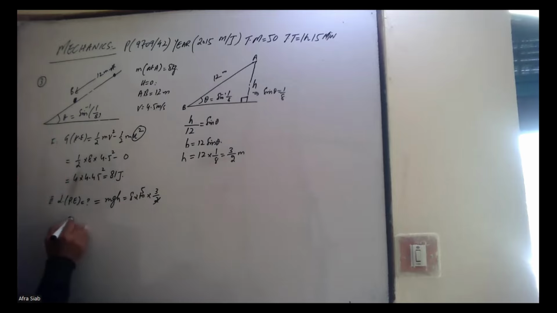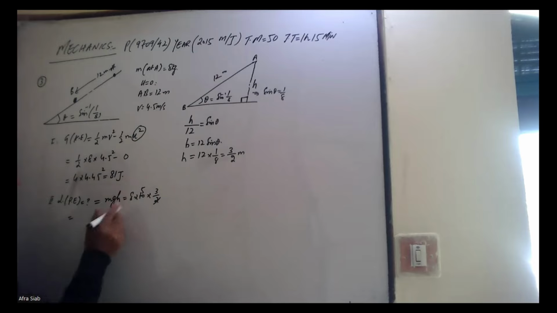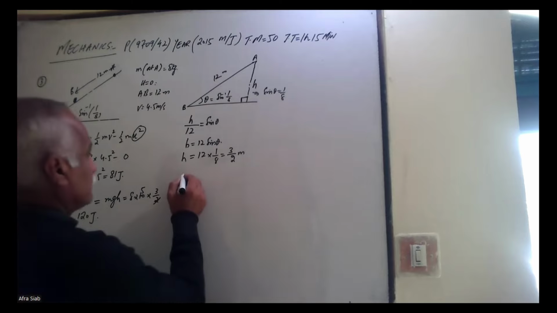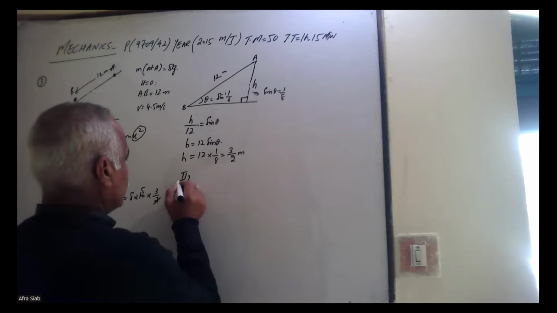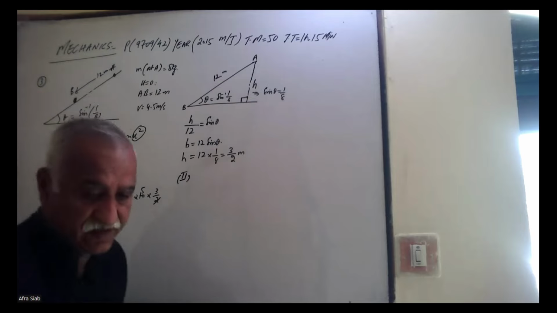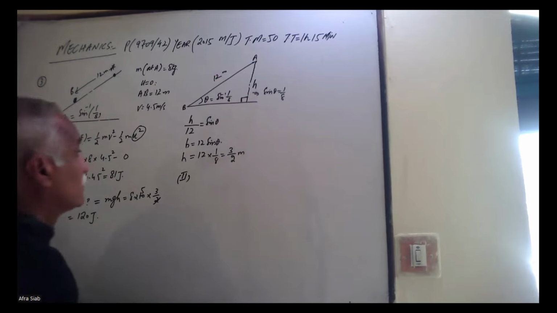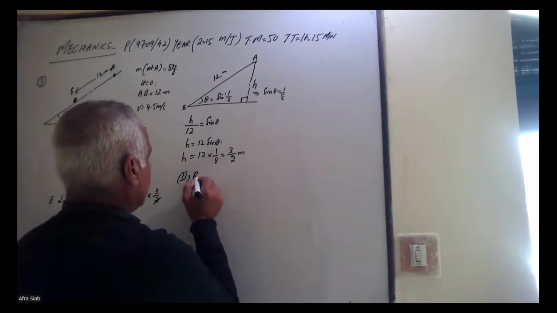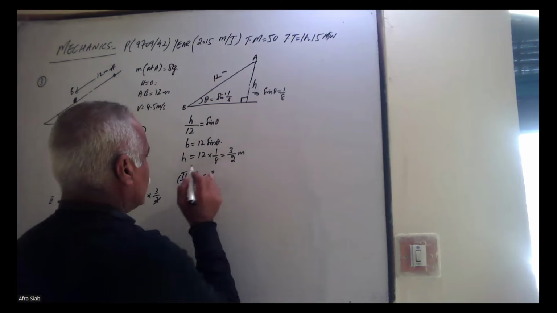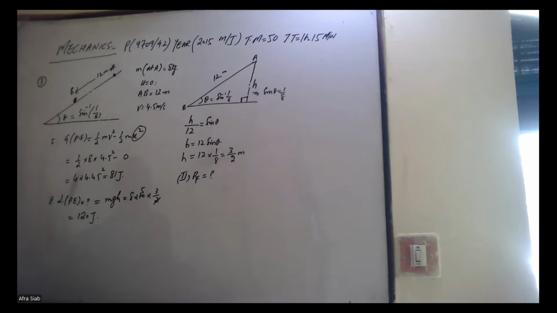So that value is equal to 8 5s are 40, 3s are 120. So it has lost 120 joules in the potential energy of that particle there. Now the second part of this, they are asking the magnitude of the constant resistance force. This we have to calculate from that part.